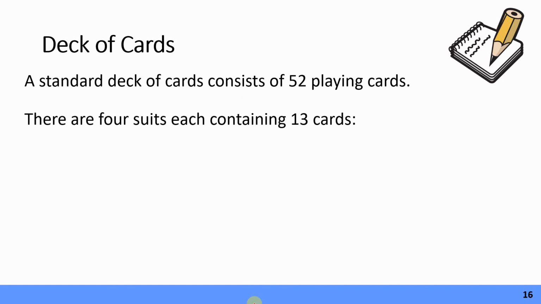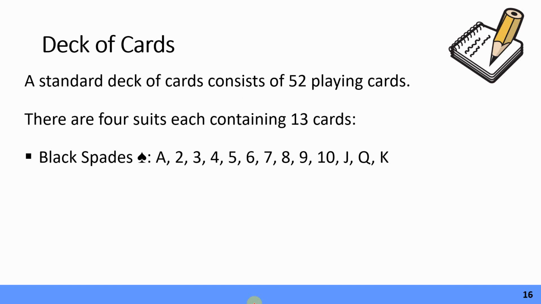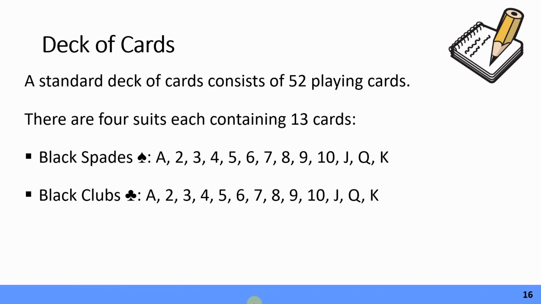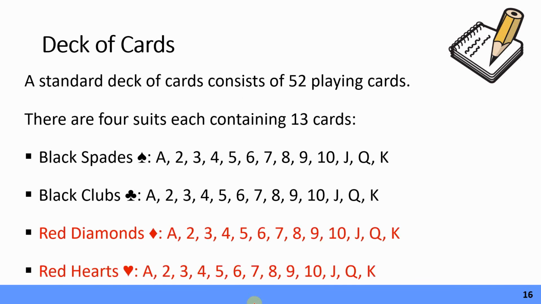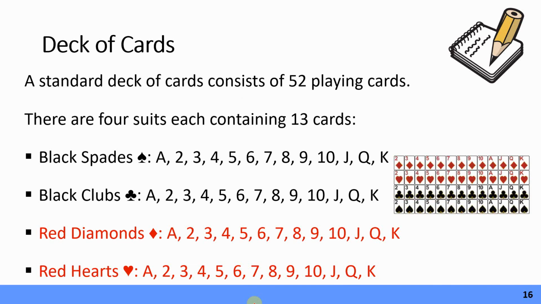A deck of cards has a total of 52 cards, and there are 4 different suits, right? The first suit is what we call spades, and they're black, and they go from 2 to 10 in numbers, and then we have an ace, a jack, a queen, and a king. The same thing repeats for the clubs, which are also black, and then the same thing repeats with the diamonds and the hearts, but the diamonds and the hearts are red. Right, so here's a picture.